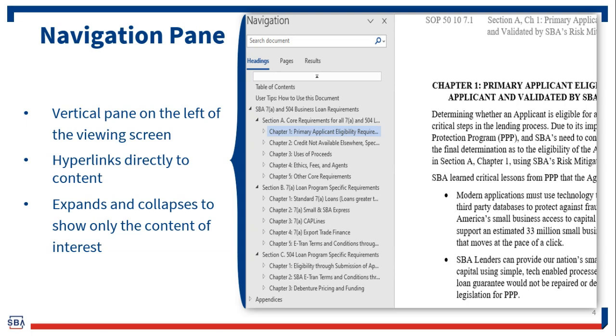This is a Microsoft Word tool available on all Word documents. But it's only useful if the document was built with certain conventions using Word styles. We structured the SOP to maximize the usefulness of the navigation pane's features.